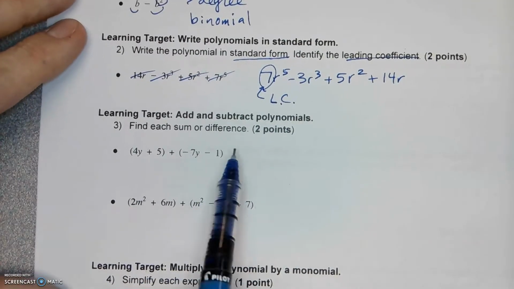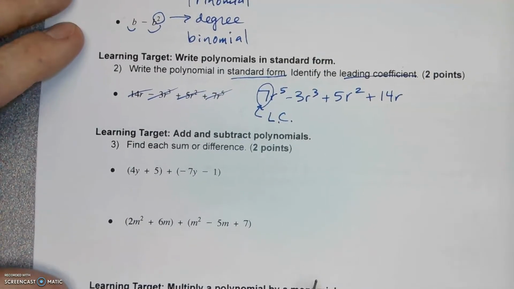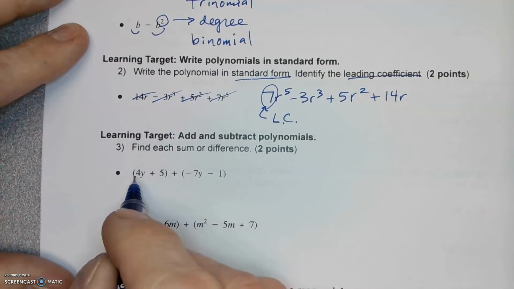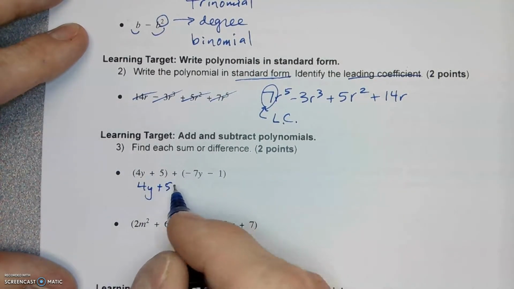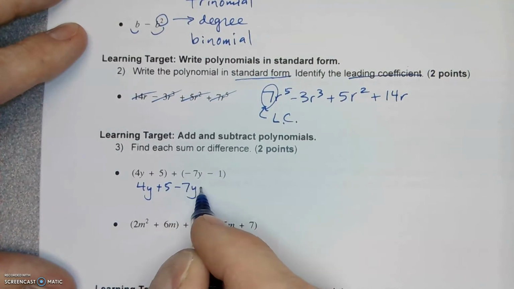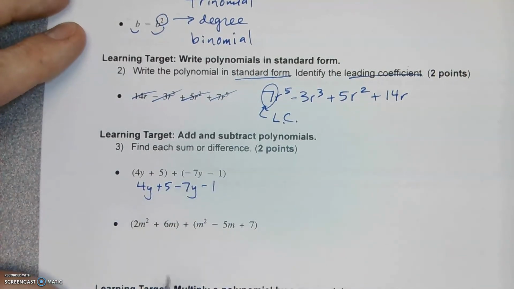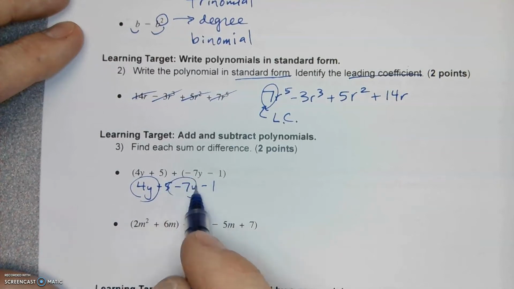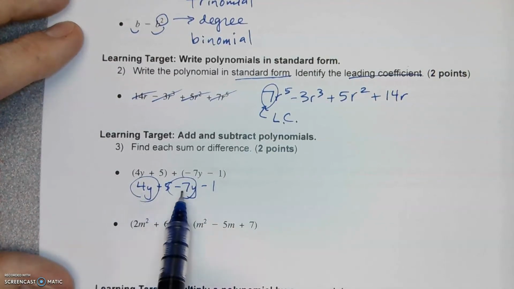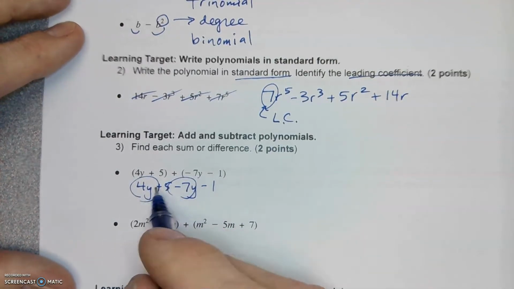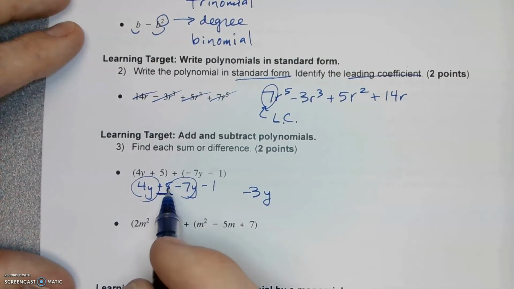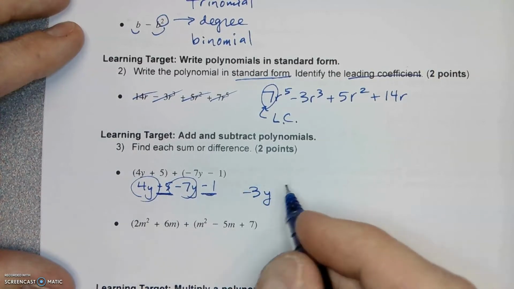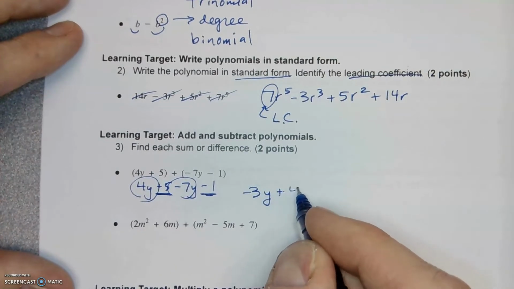Sum or difference. Here, add and subtract polynomials. So here, this plus makes a huge difference. So this is no different than writing that. After we rewrite it, if you rewrite it, combine those like terms. So 4y minus 7y is negative 3y. And then positive 5, negative 1, 5 minus 1 is 4.